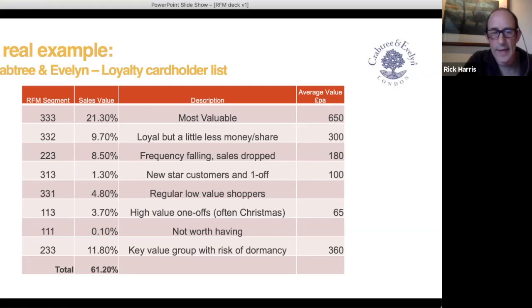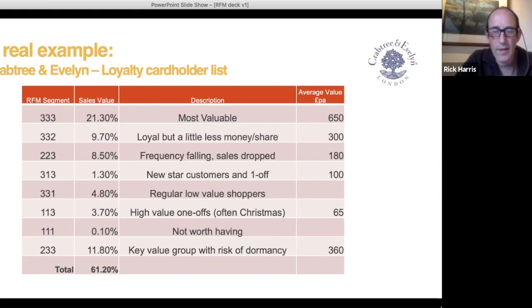Now, what I would look at is I'd say, wow, my 333s, what a fabulous segment they are. I'd like to find more people in their image. So now I want to ask those 333s, who are you? Give them a reason to give me some data about them. I'd love to know where they live.